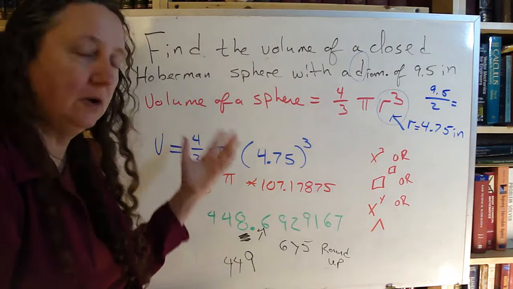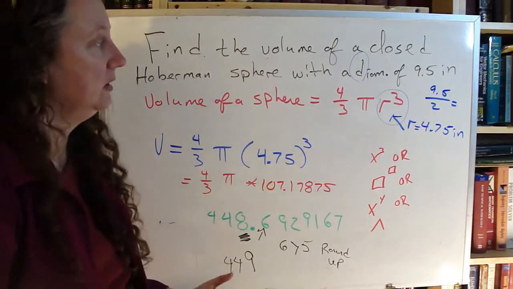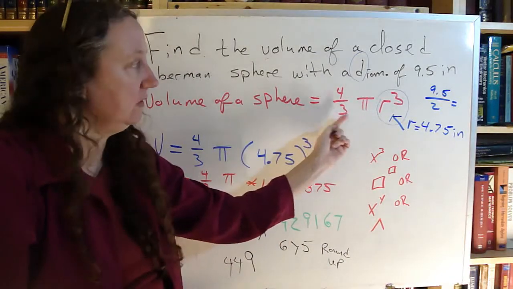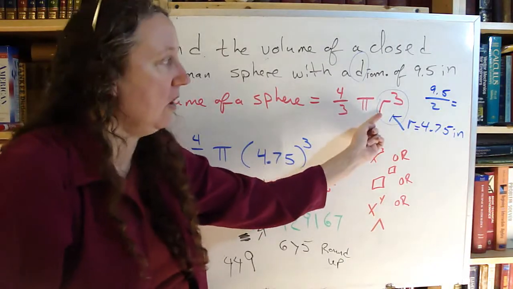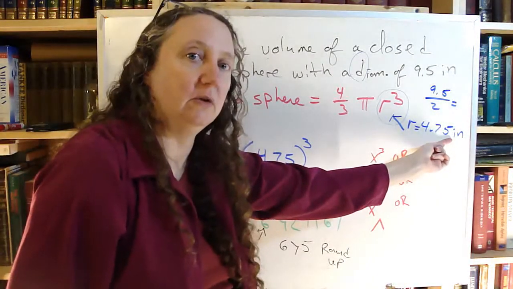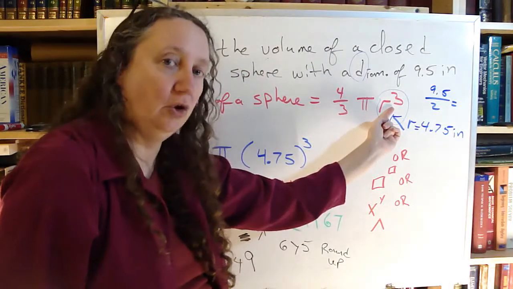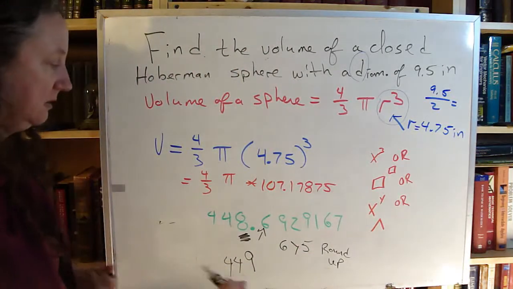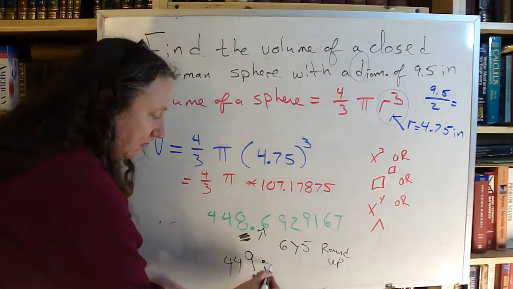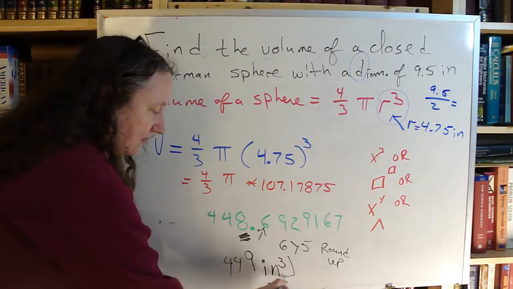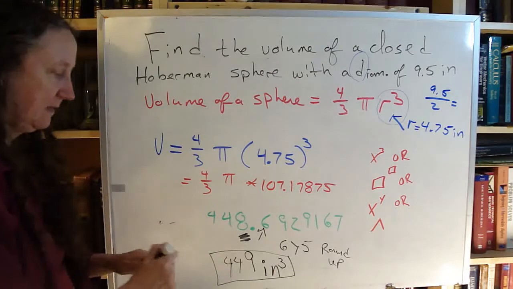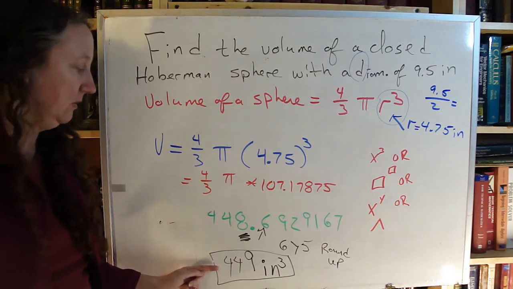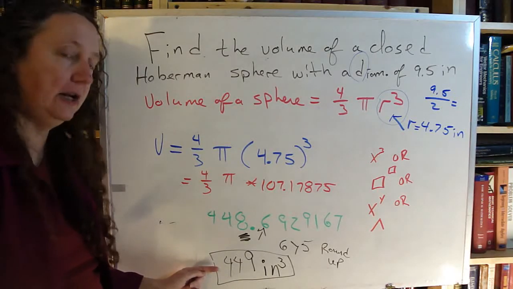Not done yet. It's a word problem. Most word problems need units. So I have to go back and I have to look at what are my units. 4/3 had no units. Pi has no units. R was measured in inches. R is being cubed. So those inches are being cubed. Now I have my answer. The volume of that sphere is approximately 449 cubic inches.